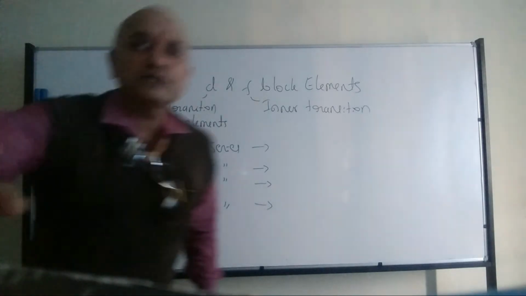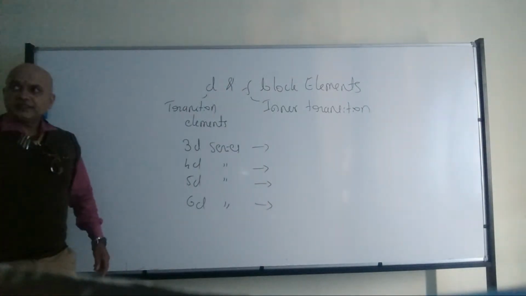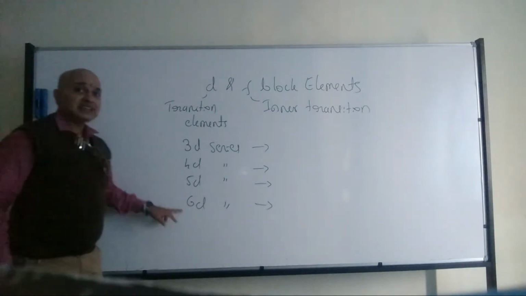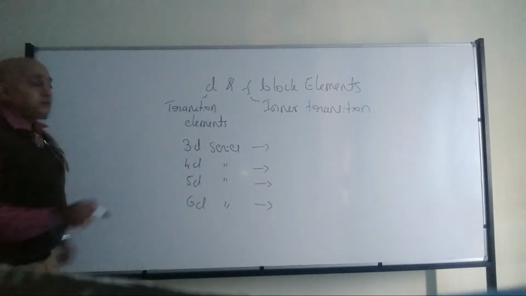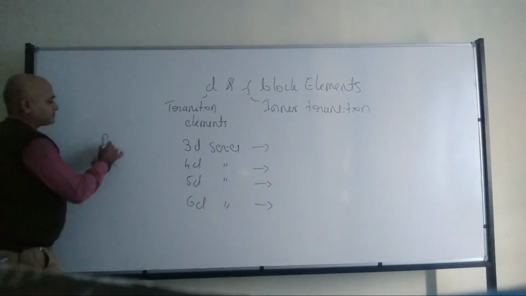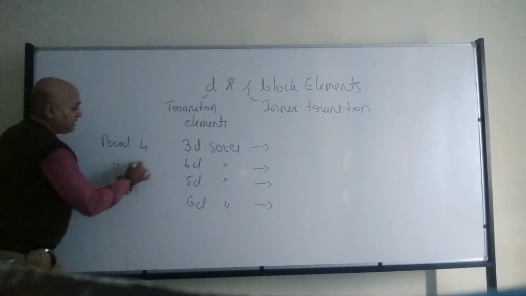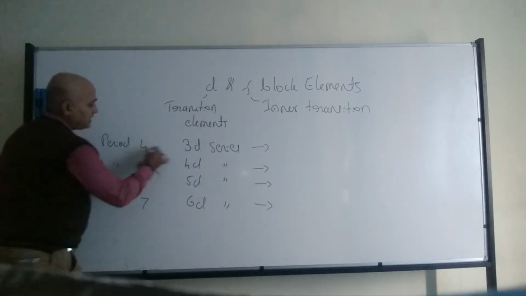So no one is responding. So whether they are getting it or not, no one is responding. It is period number 4, 5, 6 and 7. So that's where we have the period numbers. I will write it here. So period 4, period 5, period 6, period 7.